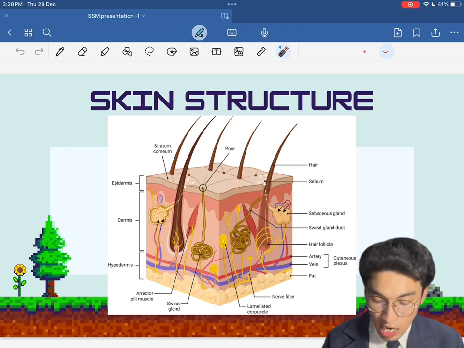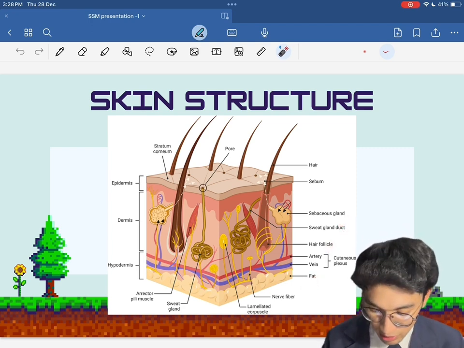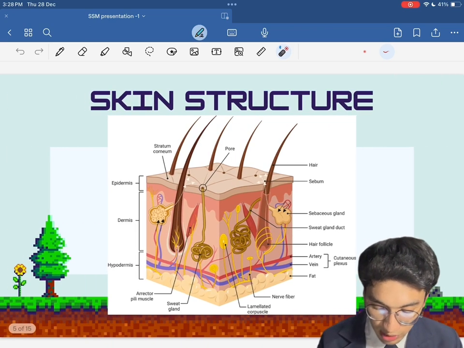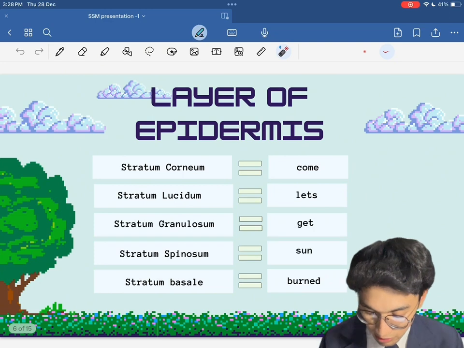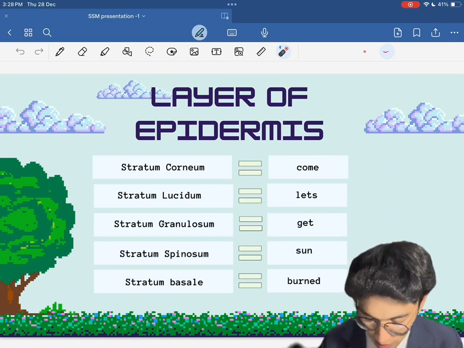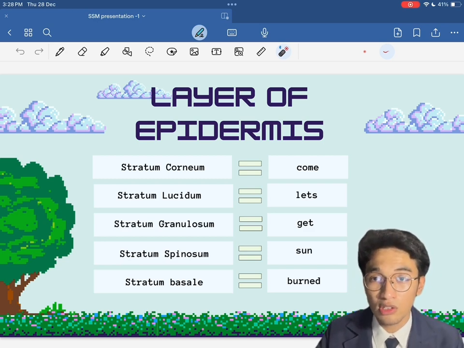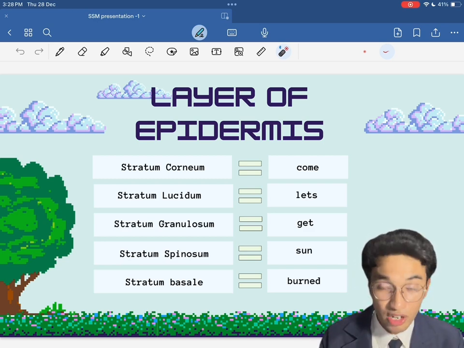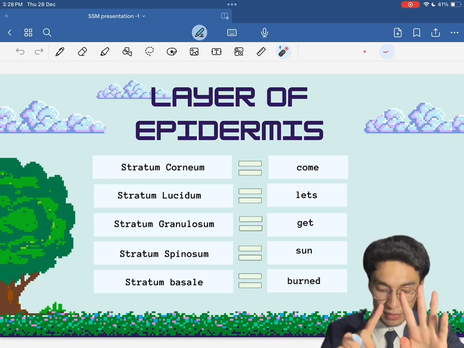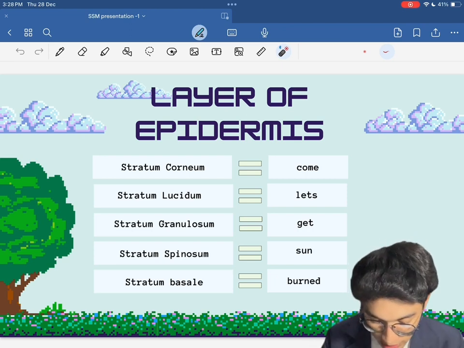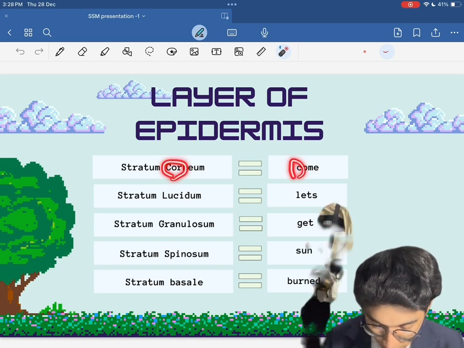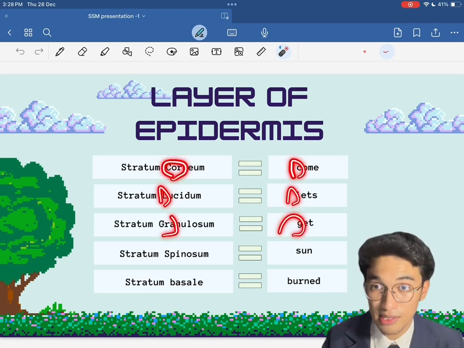Today, I would like to explain more about the cell layers of the epidermis. We have five: the first is stratum corneum, then stratum lucidum, stratum granulosum, stratum spinosum, and stratum basale. How do we memorize all these five layers of the epidermis? It's easy. You need to memorize this phrase: come, let's get sunburn. C for corneum, L for lucidum, G for granulosum, S for spinosum, B for basale.